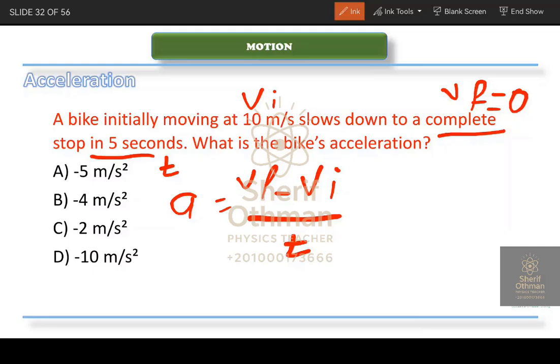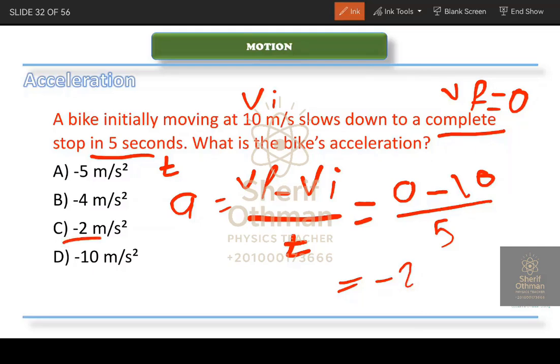Be careful, guys. Don't say that I'm going to subtract 10 minus 0. It's wrong. This type of acceleration is descending acceleration, so it must have a negative sign. So 0 minus 10, which is V final minus V initial, divided by the time, which is 5. So the answer will be negative 2 meters per second squared.